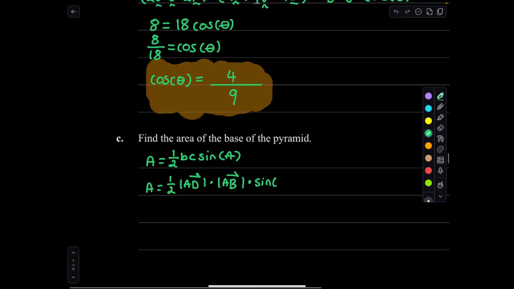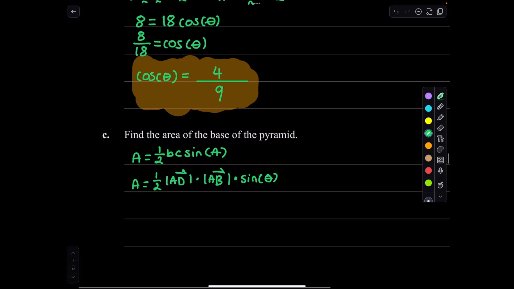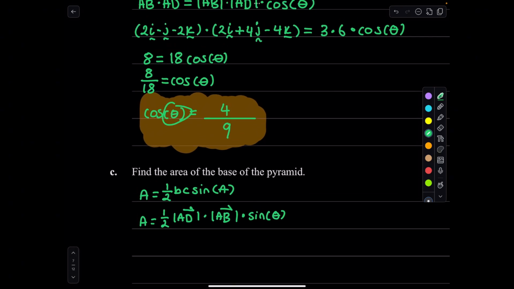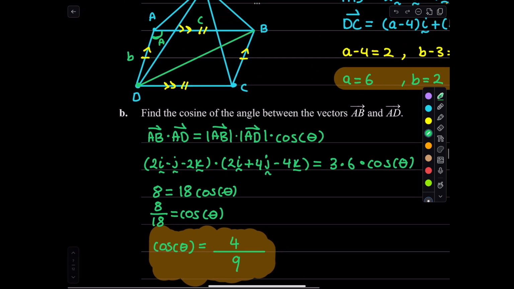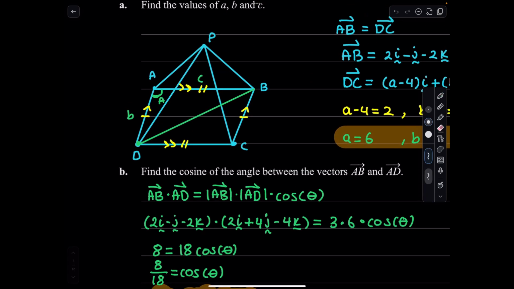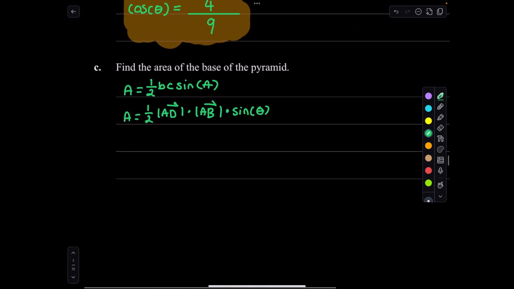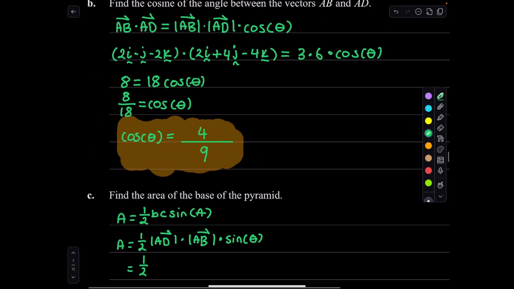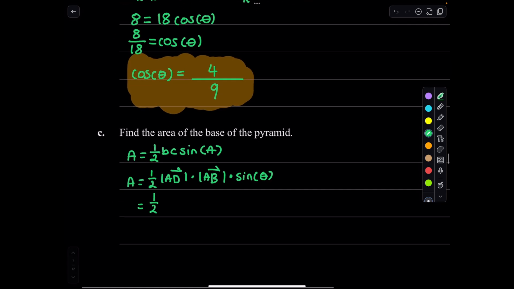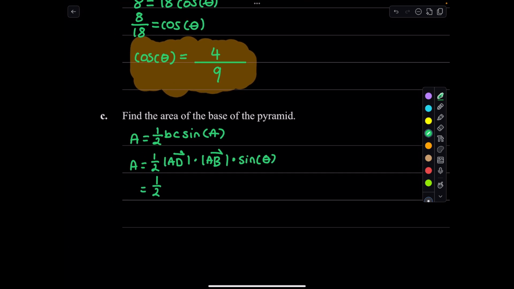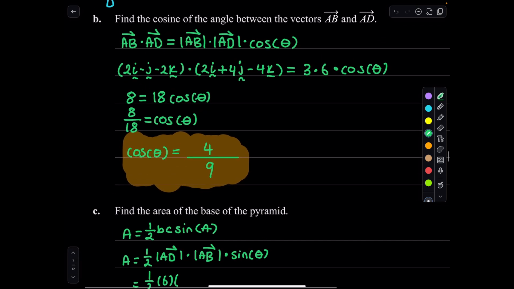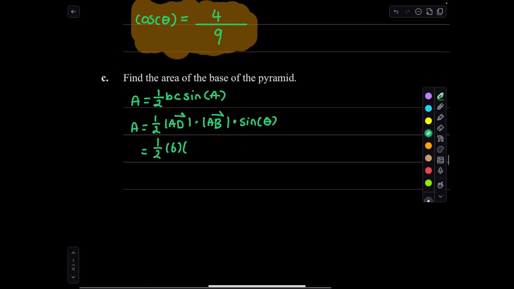Remember how this angle was theta? We consider it as theta, just to make more sense, because remember cos theta. So we can simplify some stuff here. The absolute value of AD was 6, and the absolute value of AB was 3, times sine theta.